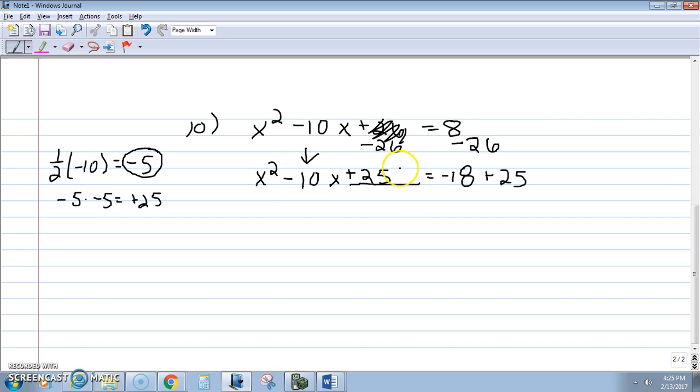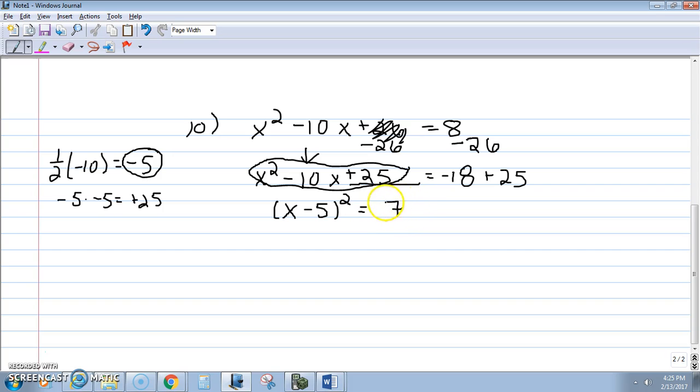Now, we can turn this. This is called completing the square. We've added on a number in order to make this a complete square. So this one actually is going to be a negative because it's -5. So we're going to change this part of the equation to x minus 5 squared equals -18 plus 25 is positive 7.